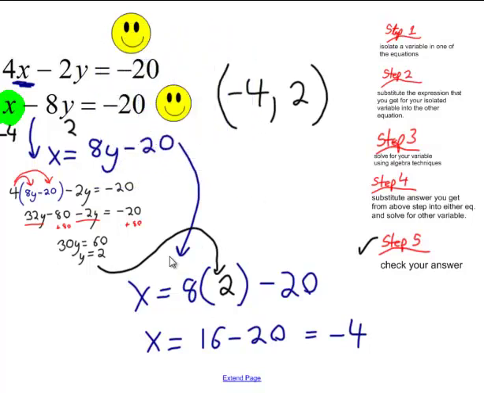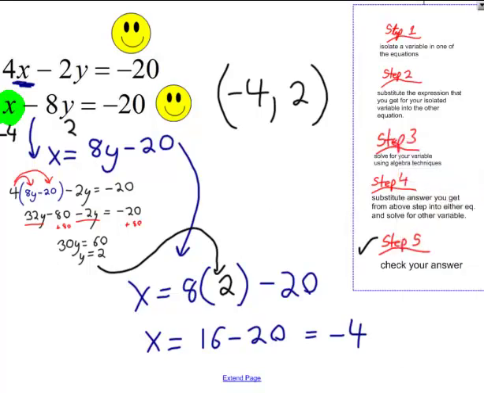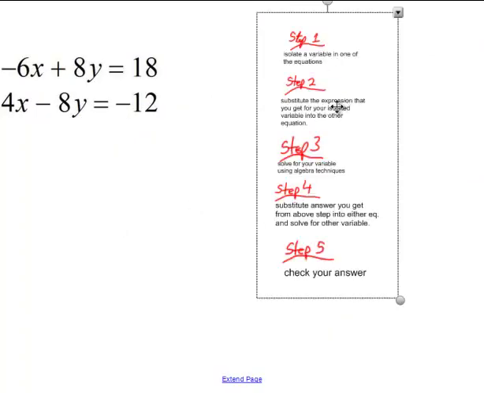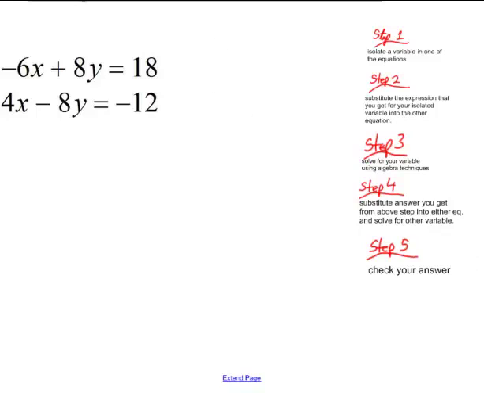So that's good. Okay, let's do one more example. And we'll do this one quickly. If you can't follow along on this one, or if I go too fast, then you can always stop the video and make it go slower. Alright, this one, step 1 is a little bit trickier: isolating a variable in one of the equations, because none of them are by themselves.